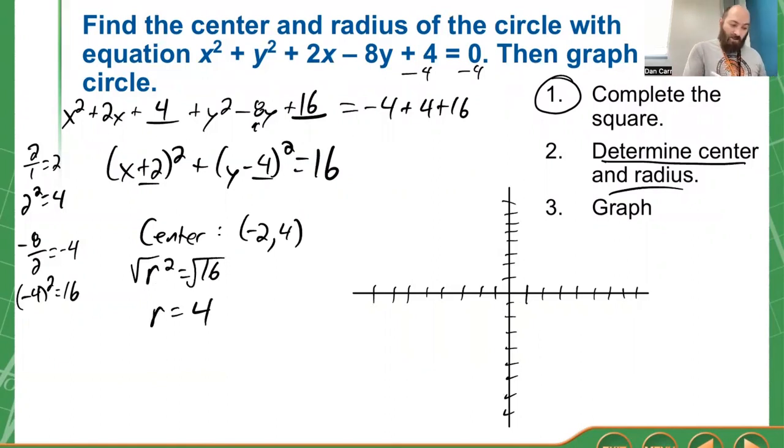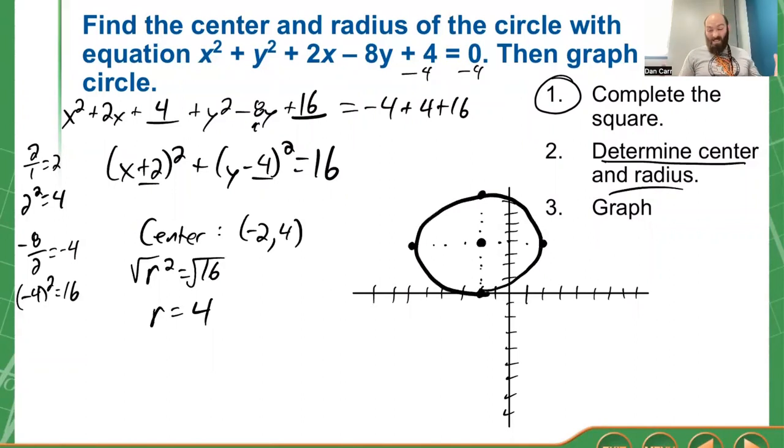Okay, and now graphing is just plotting the center, so negative 2, and then 1, 2, 3, 4. And then from that center point, I'm going to go 4 in 4 different directions. So I can go 1, 2, 3, 4 over here, 1, 2, 3, 4 down, 1, 2, 3, 4 to the left, and 1, 2, 3, 4 up. It doesn't look like a nice circle because my graph is not quite to scale, but it's close enough. All right, again, have the correct center, have the correct radius in the 4 directions.